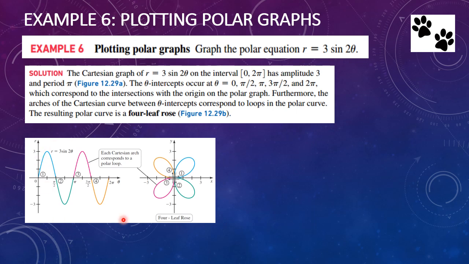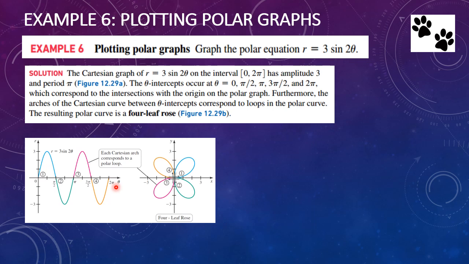We can see that on the left, it's basically the sine curve moving through its whole period in pi, and so we've got two whole representations. In order to get all the way through to 2 pi, we have to do 2 period iterations here. We can see that at 0, pi over 2, pi, 3 pi over 2, and 2 pi, we have origin intercepts, where the value of r at those points is 0. So those theta intercepts, just like x-intercepts, occur at theta equals 0, pi over 2, pi, 3 pi over 2, and 2 pi. These correspond to the intersections with the origin on the polar graph.